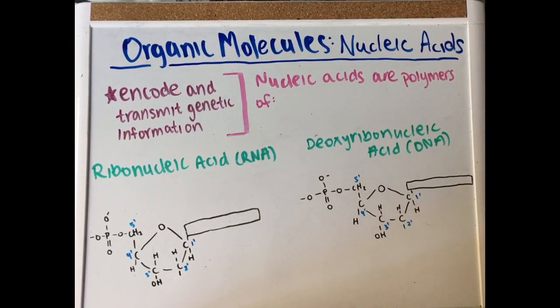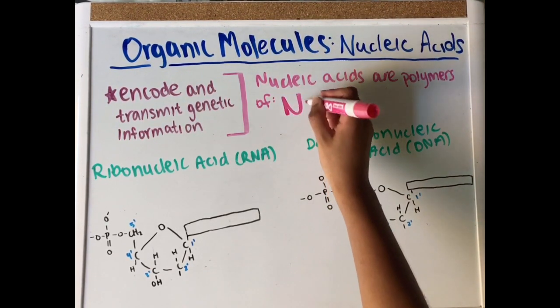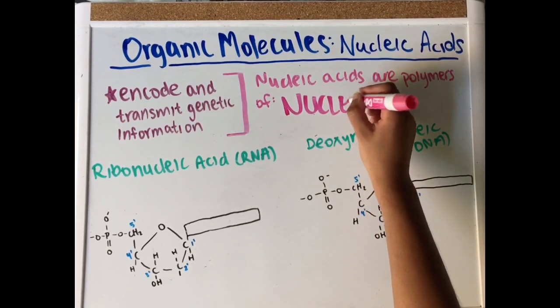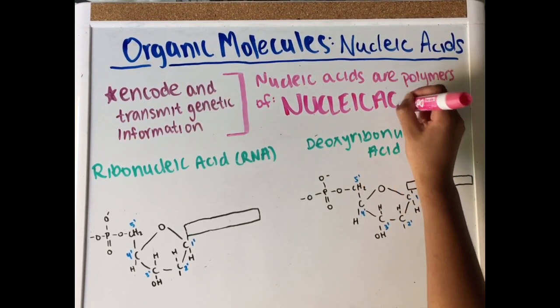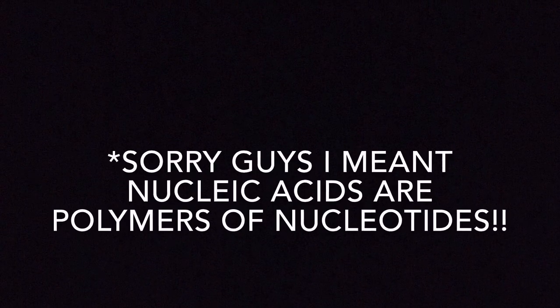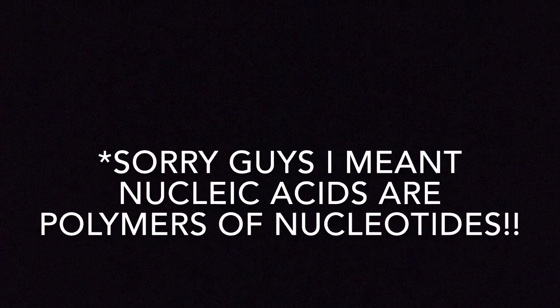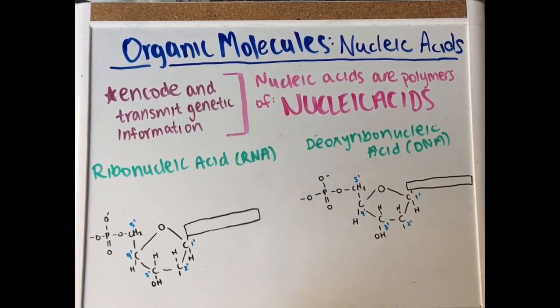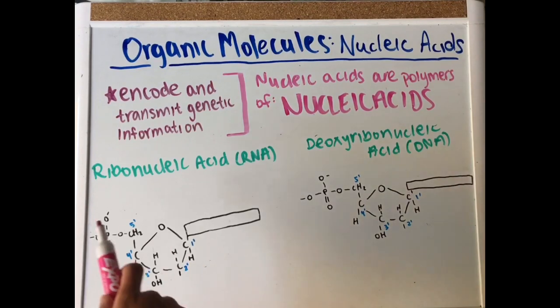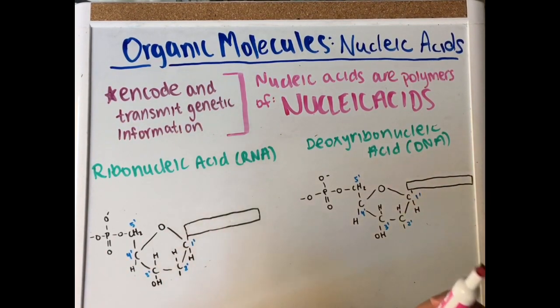And it's important to note that nucleic acids are polymers. That means that they are large molecules that are made up of smaller repeating units. And they are polymers of nucleic acids. Those are the smaller units that make them up. And the two main nucleic acids that are found in our cells are ribonucleic acids and deoxyribonucleic acids. So the first one is RNA.